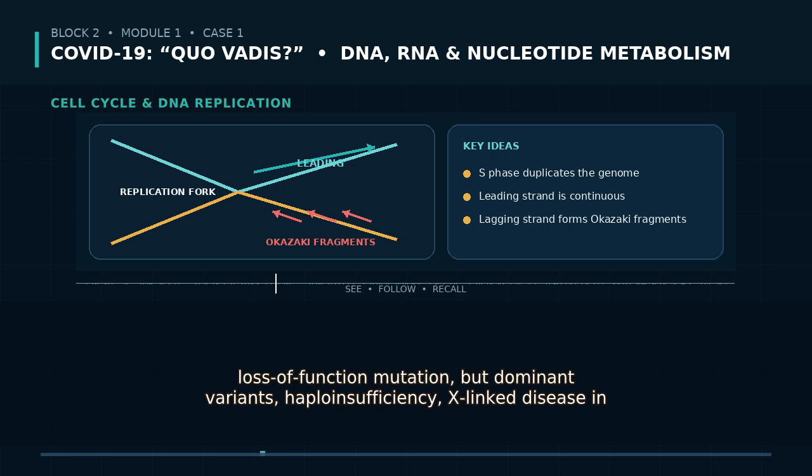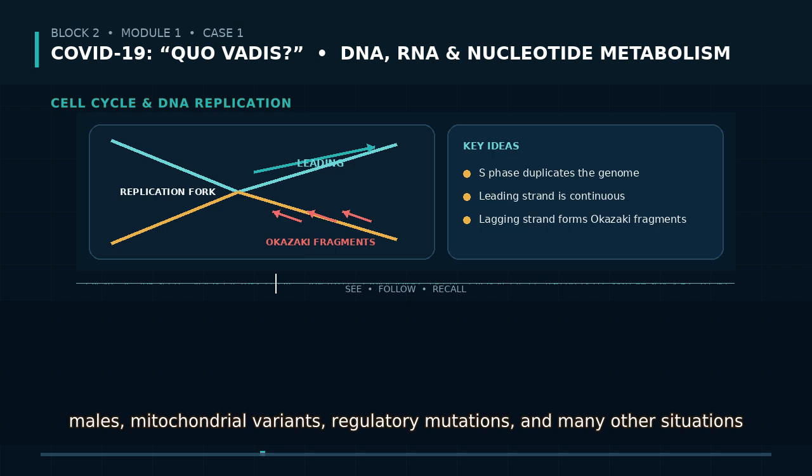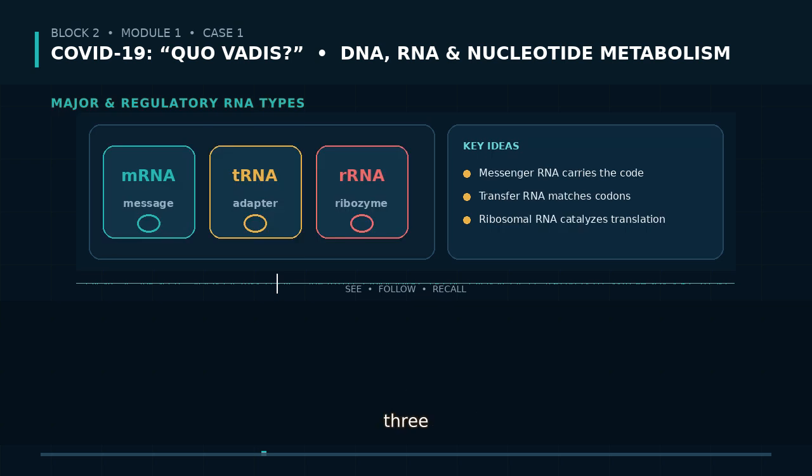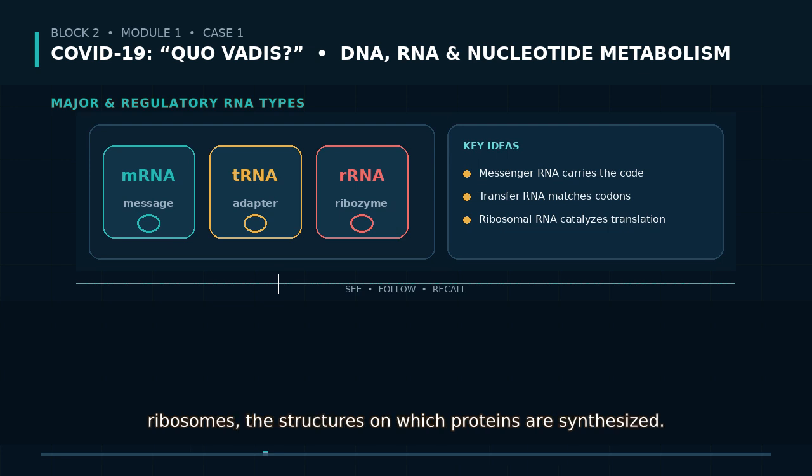The third major type is messenger RNA, or mRNA. Messenger RNA makes up only about 5% of cellular RNA, but it is highly diverse in length and sequence because different messenger RNA molecules encode different proteins. Messenger RNA carries information from DNA to the ribosome. In prokaryotes, one messenger RNA may contain coding information for several proteins. This is called a polycistronic messenger RNA.